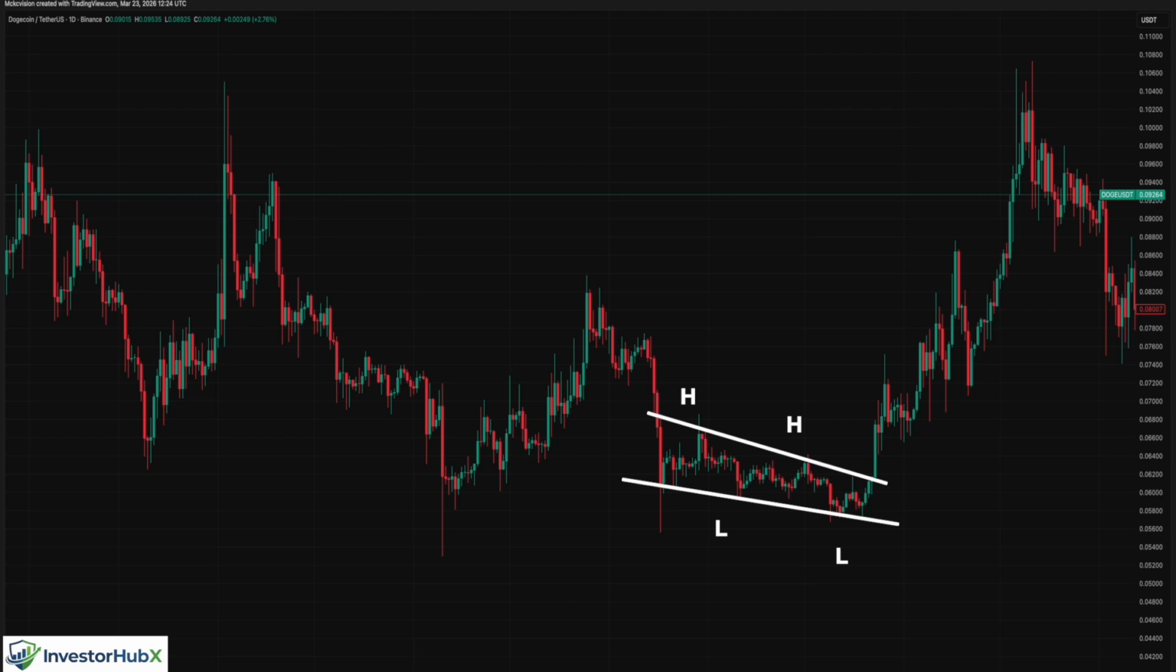Now, this is where most traders get it wrong. They see price going down and assume the market is weak. But in reality, momentum is weakening. When this falling wedge breaks out, it often marks a transition from a downtrend into an uptrend.